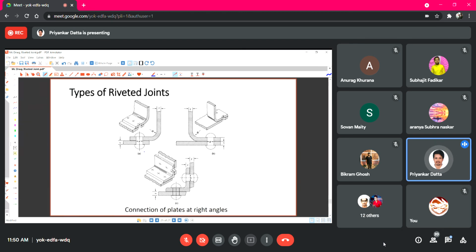Another example of a special type of joining is for lap joints. We can join right angled connections also. So if two plates are at right angles, then also we can bend one plate and join them using riveted joints. So this one is lap joint.